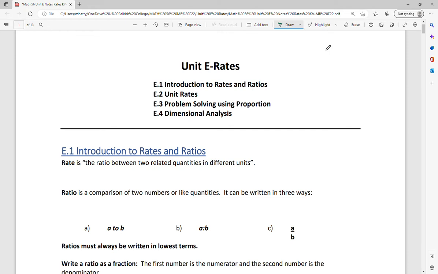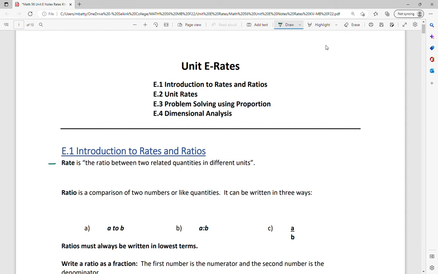So welcome to Unit E. We are moving away from algebra for the remainder of this course, and Unit E is all about rates and ratios, honestly. A lot of this is more practical in our lives, and we're going to get into it in our introduction, talking about rates and ratios.